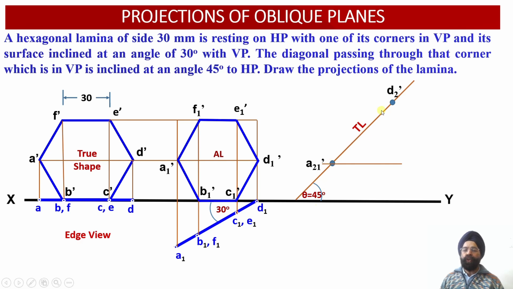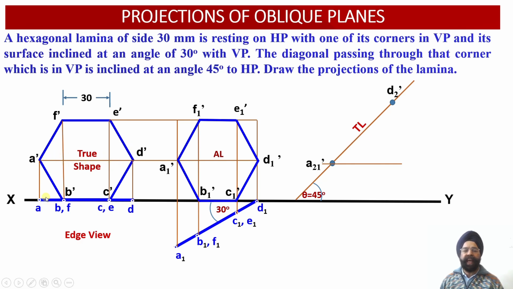Now we can mark two points over here alongside this orientation line which we have drawn at an angle of theta equal to 45. Why am I repeatedly saying theta? Theta is the angle of inclination of the true length of a line. True length of the line means true length of the diagonal AD. So this diagonal will be represented as D2 dash and A2 dash. So this is the true length of the diagonal, which is equal to either D1 A1, or DA, or D dash A dash.